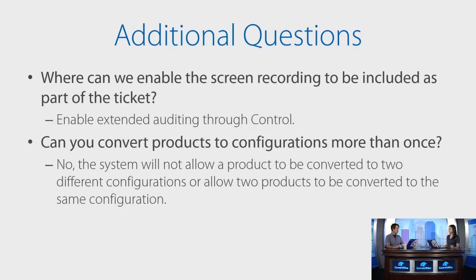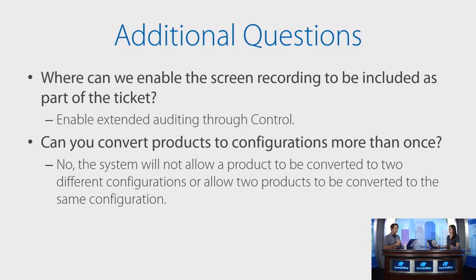So we also had a couple more come in. This one is in regards to the manage and control integration. Where can we enable the screen recording to be included as part of the ticket? So there's two things you'll need to make sure that you do have in place. The first is you'll need to have extended auditing enabled within Control itself. The second thing is you will need the ConnectWise Manage extension configured within Control. Once those two have been configured and set up, we will be able to pull in that information and sync it over to Manage, including that screen recording.